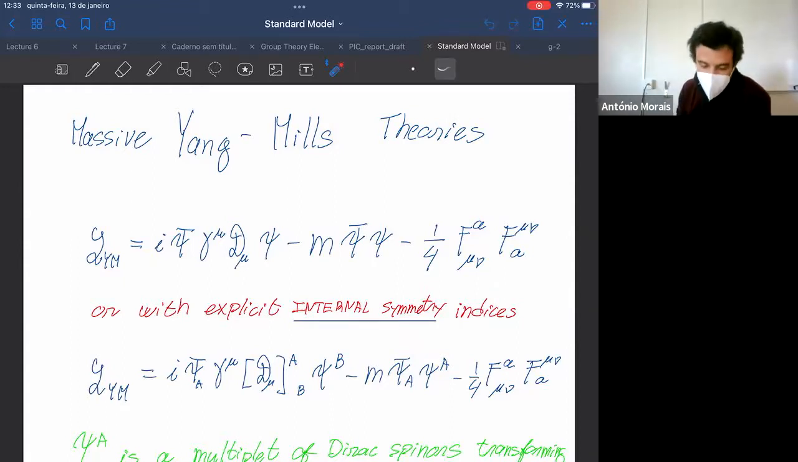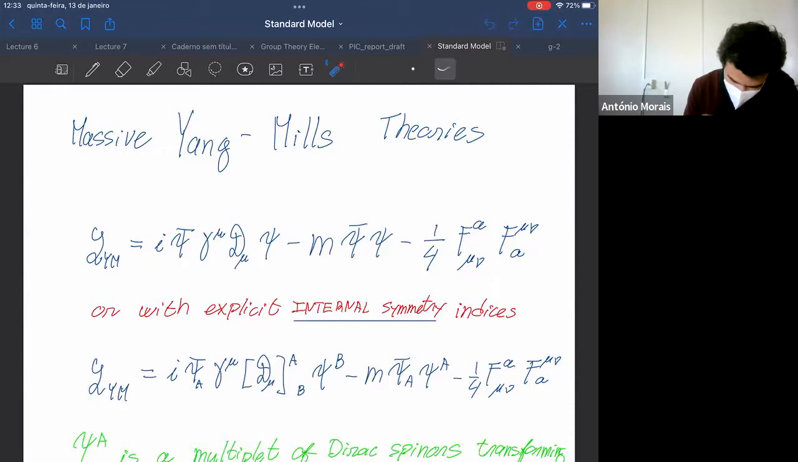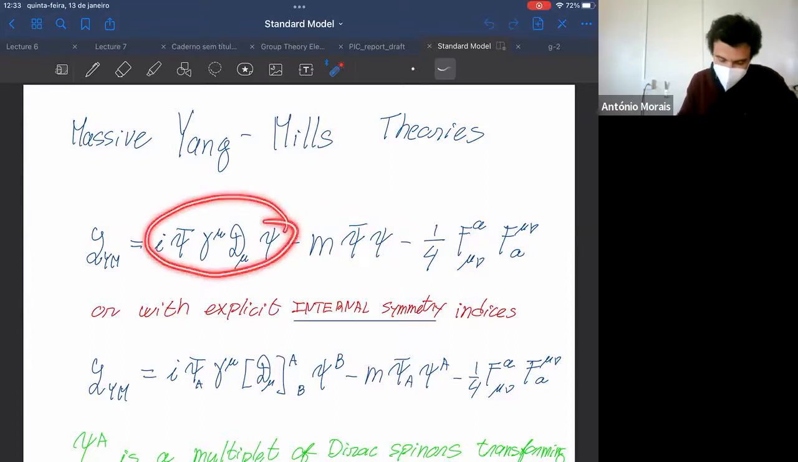If it's SU2, A is equal 1 to 3. If it's SU3, A is 1 to 8. If it's SU4, it's 1 to 15. If it's SU5, it's 1 to 24. And I will stop here. But you can say, okay, let's have some other terms here. So let's also have a fermion that has a mass and, of course, a kinetic term.